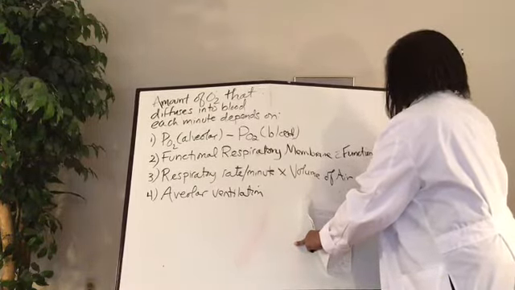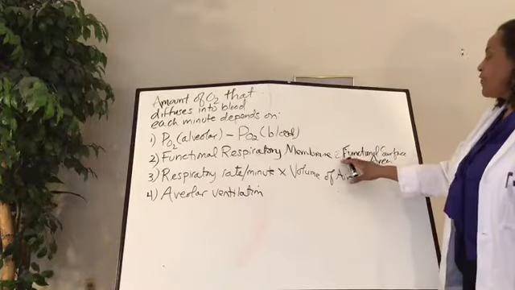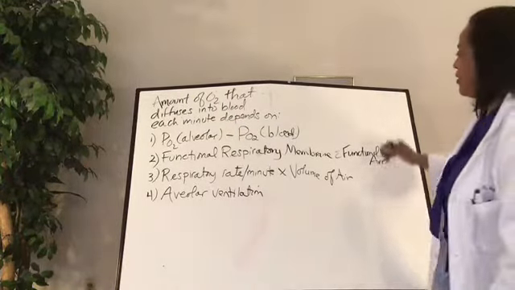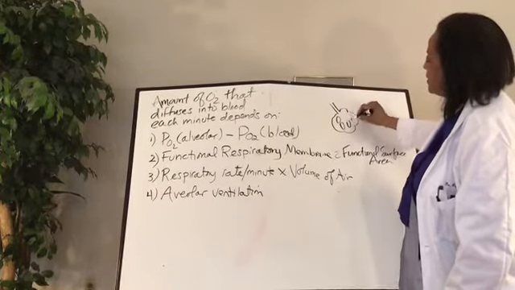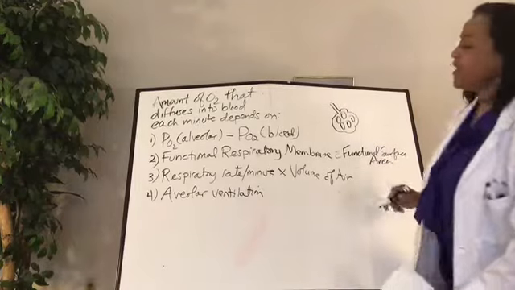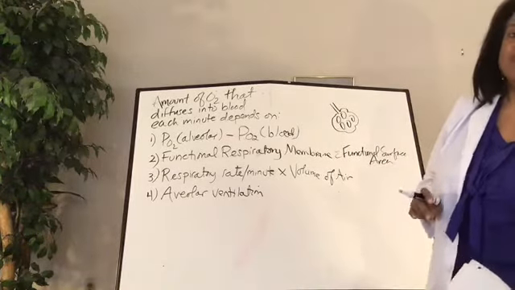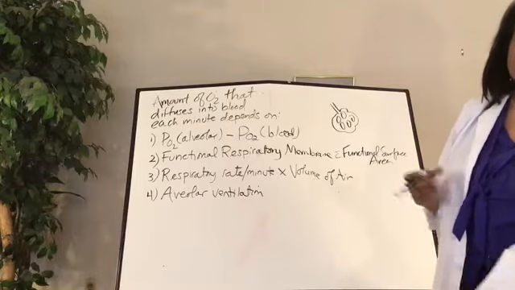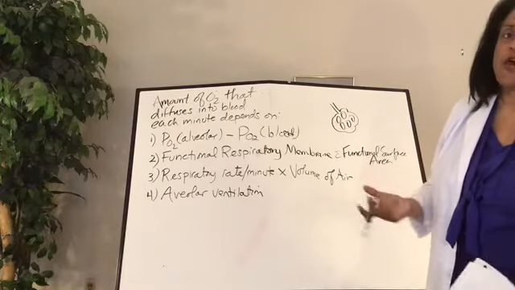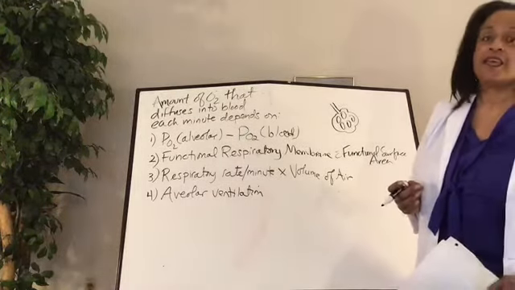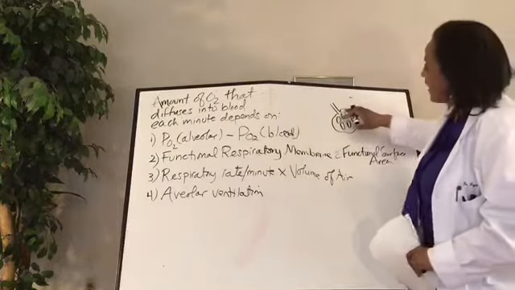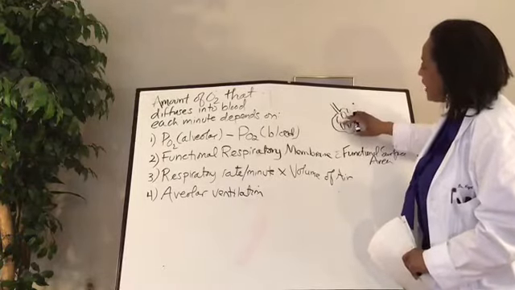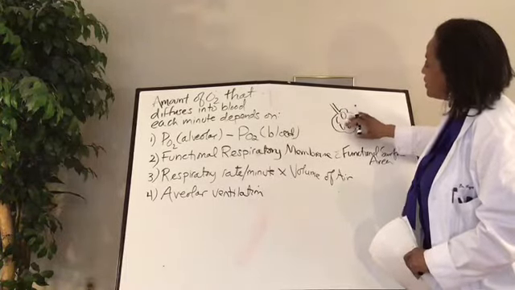So you need a functional respiratory membrane with a functional surface area. For example, let's just draw an alveolus here, and we put some alveoli in there. If a person has the poster child of COPD, chronic obstructive pulmonary disease, and we know that the poster child for COPD is emphysema, then these alveoli are not going to be so nice and round, are they?